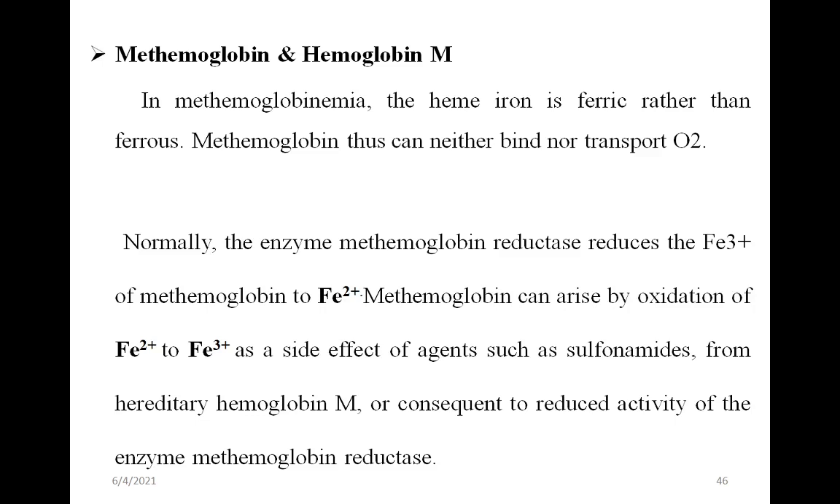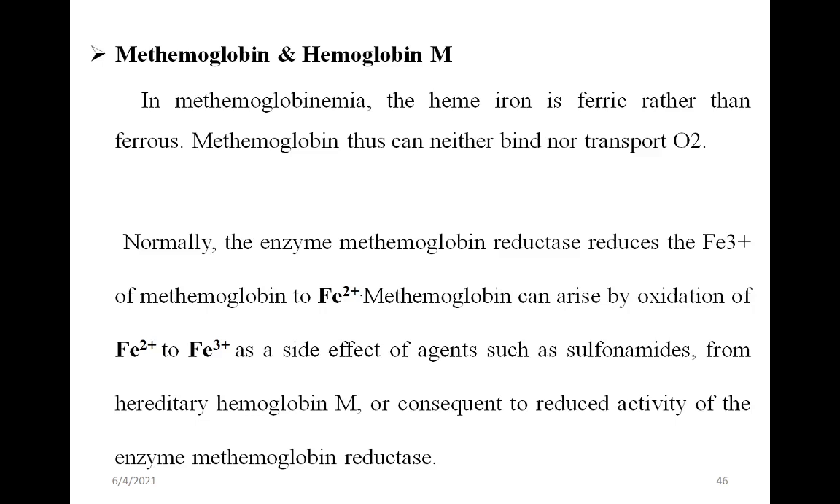Now methemoglobin, also known as hemoglobin M. You were taught about methemoglobin in the HMP pathway, right? Under the significance of the HMP shunt or pentose phosphate pathway, you are already taught how methemoglobinemia occurs. It will come as a short note, or it is very important. Whenever you attend the clinics, you have to remember this concept.